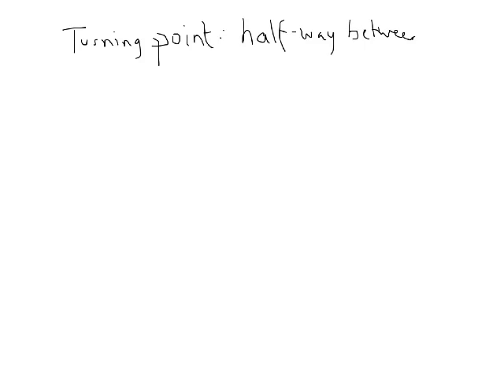Now we need to work out the turning point. To work out the turning point, we rely on a bit of symmetry. The turning point is basically halfway between the x-intercepts, or more correctly, it's got x halfway between the x-intercepts, as far as the x coordinate is concerned.